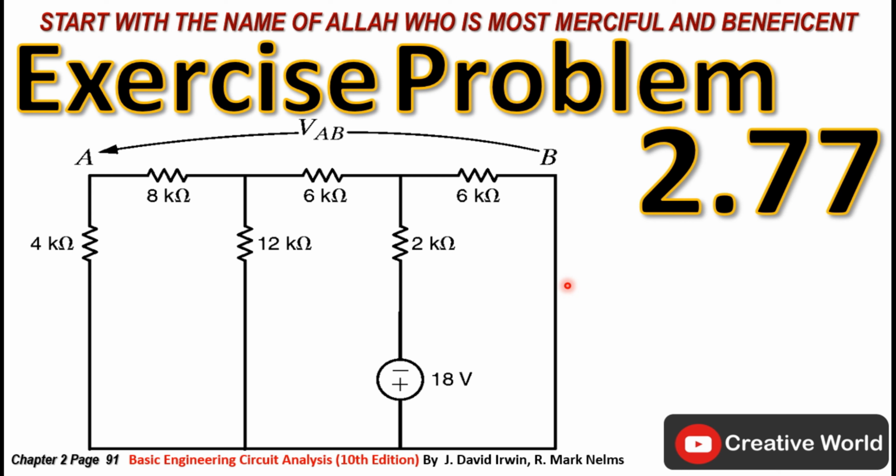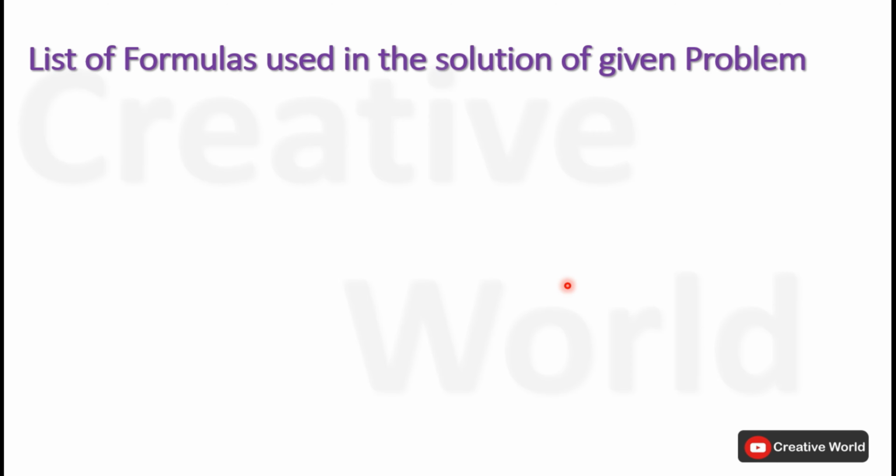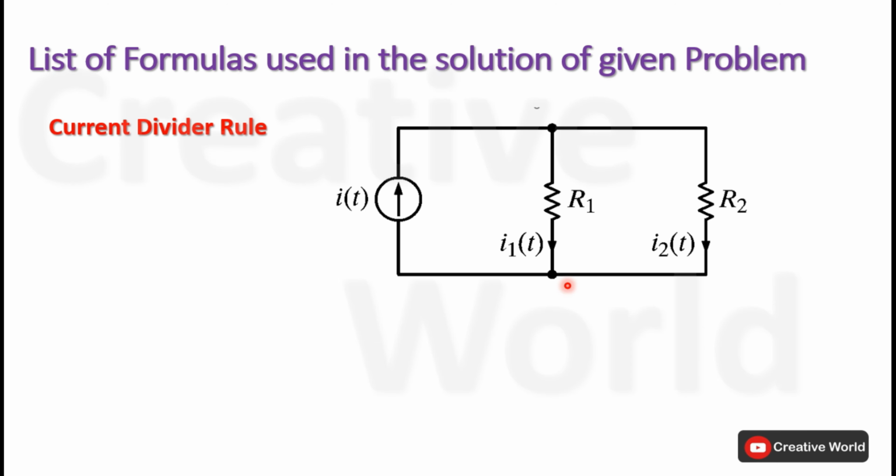Welcome to Creative World. In this video, we will solve Chapter 2 exercise problem number 2.77. While solving this problem, we will be using the current divider rule. The basic equations for the calculation of currents I1 and I2 of this particular circuit using the current divider rule are provided here.